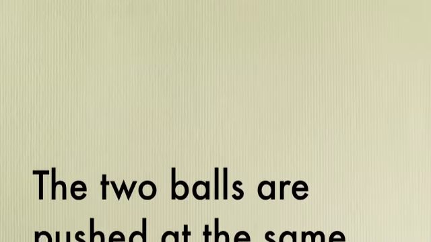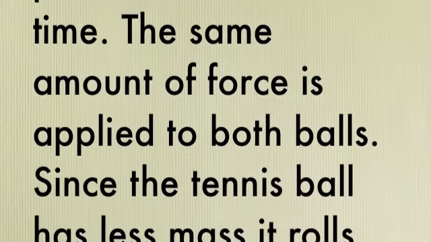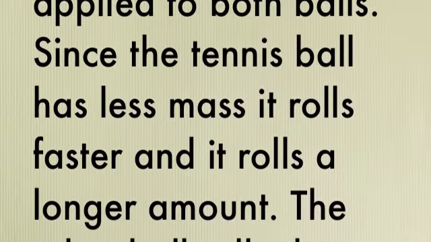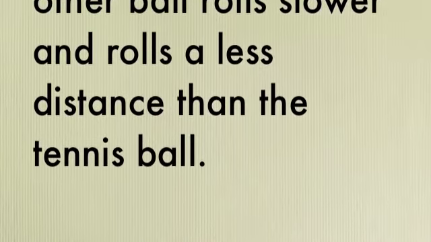The two balls are pushed at the same time. The same amount of force is applied to both balls. Since the tennis ball has less mass, it rolls faster and it rolls a longer distance. The other ball rolls slower and rolls less distance than the tennis ball.